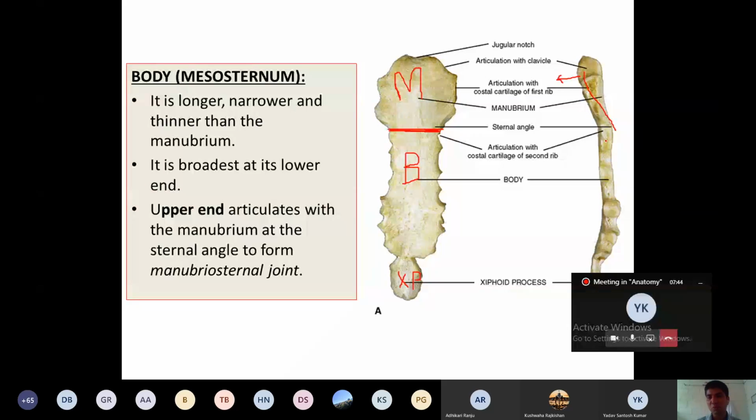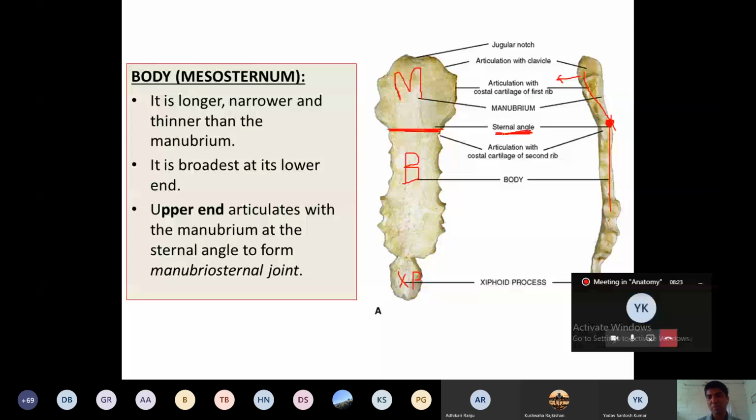And now you can see this one is the body of the sternum. See, the upper border of the body of the sternum is going more forward, and the lower part is going a little bit backward. So this will make an angle. Here you can see the two lines cross at this point, where there is formation of the joint between the manubrium and the body of the sternum, the manubriosternal joint. Okay, and this angle is known as the sternal angle. This part we also discussed last time.